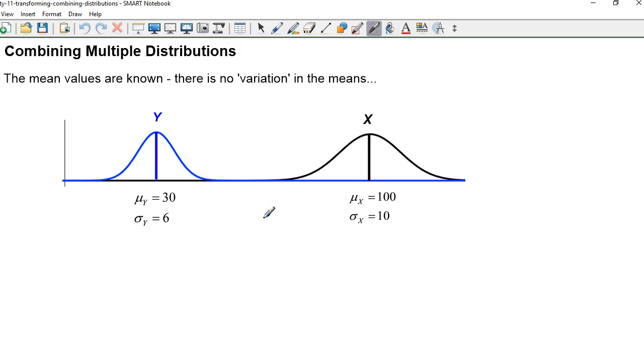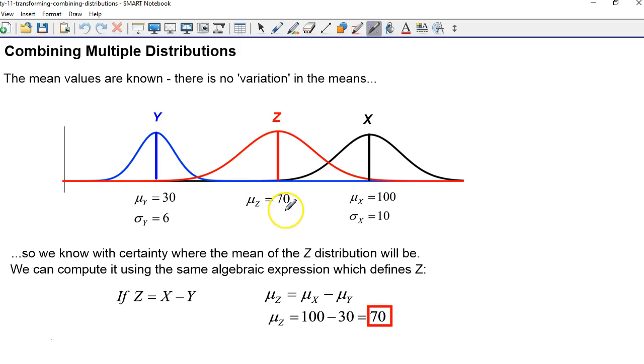So our new value z also has a mean, right? And mean values are known. There's no variation in the means. There's no uncertainty in the means. And so the mean of z will just exactly follow whatever the algebraic expression is for determining that variable. So if z is x minus y, then the mean of z will just be the mean of x minus the mean of y. And there's no uncertainty there. So it's just going to be 100 minus 30, and that means that this new distribution z will definitely be centered at 70.